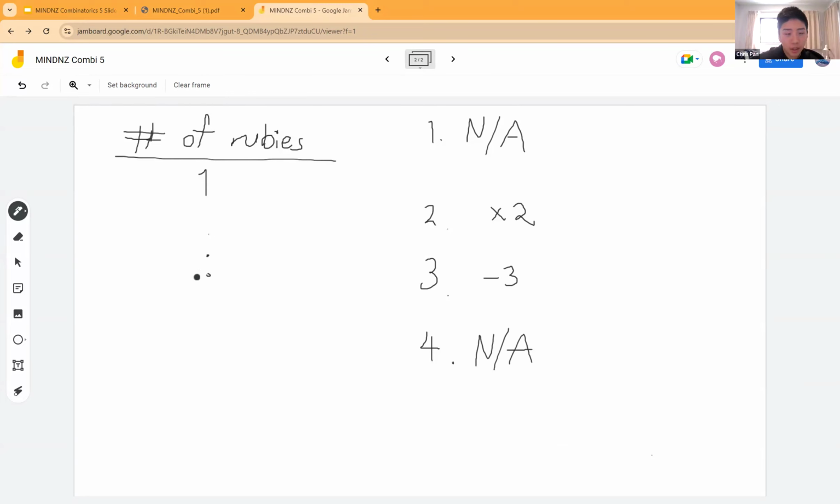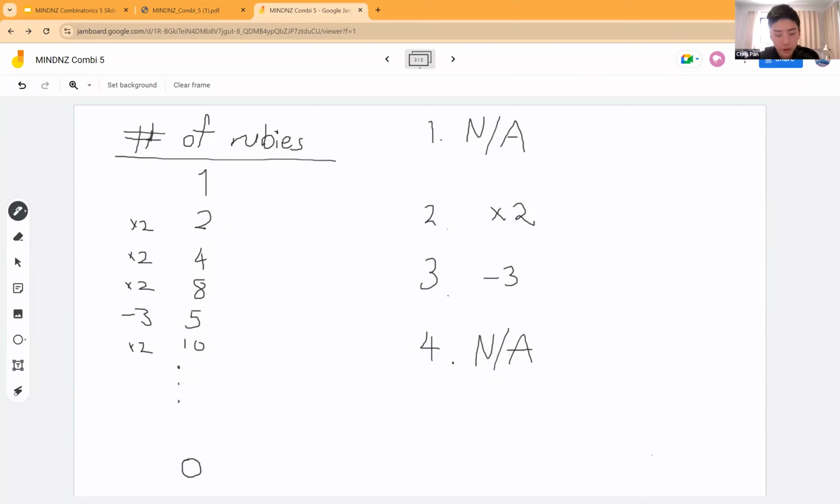And maybe I can try this process. Maybe I'll times two here, I'll have two rubies. Maybe I'll times two later on, I have four rubies. Maybe I times two again, I have eight rubies. Minus three, I have five rubies. Times two again, I have 10 rubies. And eventually, I want my final state to have zero rubies.